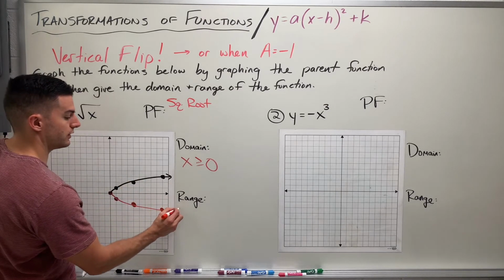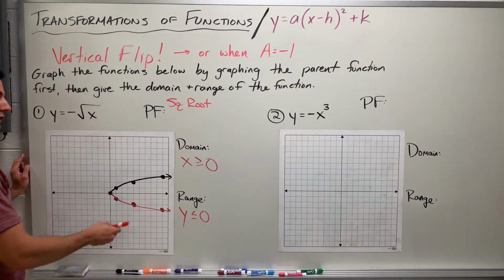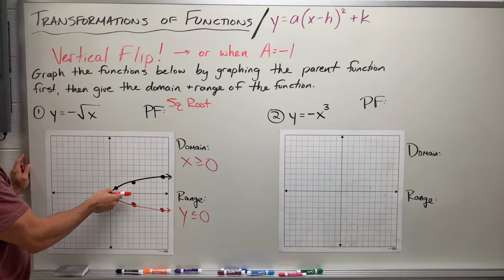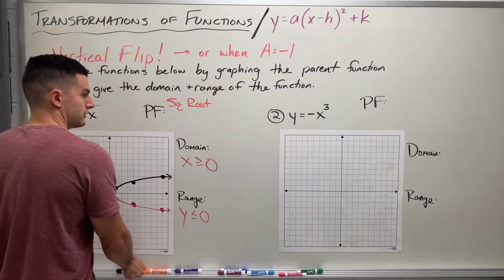Okay, so we would say instead of y is greater than or equal to 0, y is less than or equal to 0. Okay, because 0 is the highest y value that this line ever hits. Number 2, same thing, except it is negative x cubed.